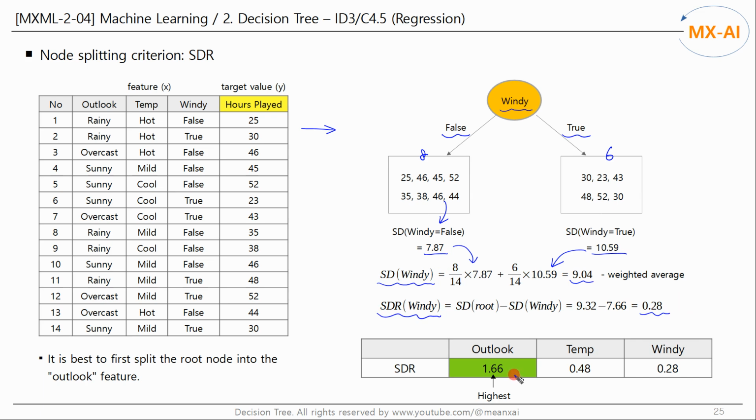Here we can see that the SDR for the outlook feature is the largest. Again, the smaller the standard deviation of the child nodes, the larger the SDR. This means that splitting the root node by the outlook feature will result in the smallest standard deviation of its child nodes. Therefore, it is best to first split the root node into the outlook feature. We can see that SDR acts like information gain in the classification tree.